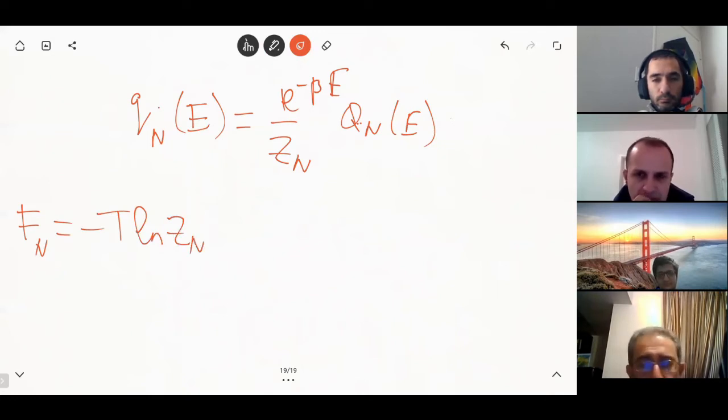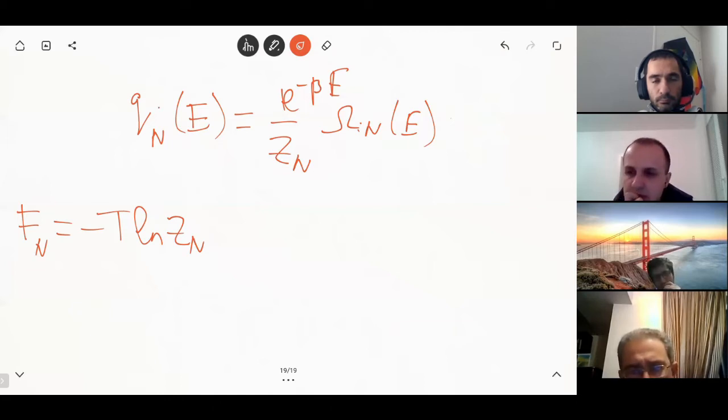Yeah, can I ask a question? Sure. Now you say probability density, but the probability density should not contain Q_n, which is the number of eigenvalues just smaller than E. It should be the number of eigenvalues between E and E plus delta E. Exactly. I'm sorry, it was a typo, and thanks for pointing it out.